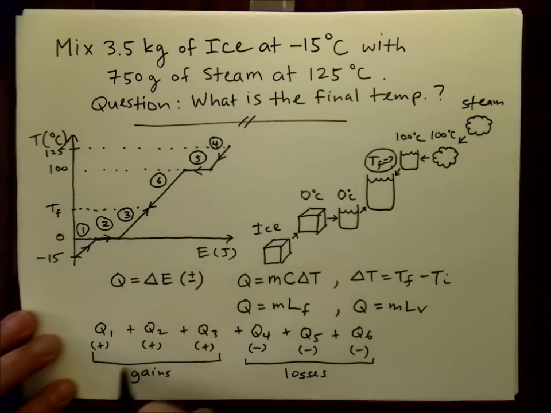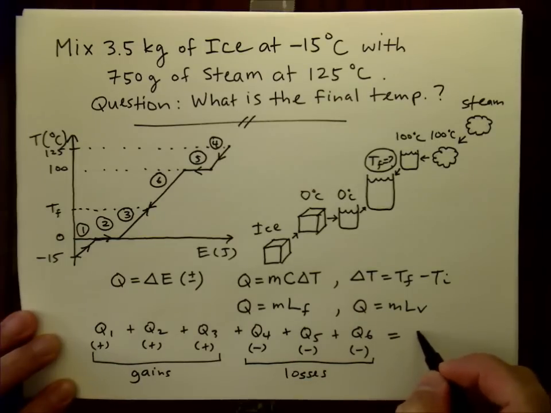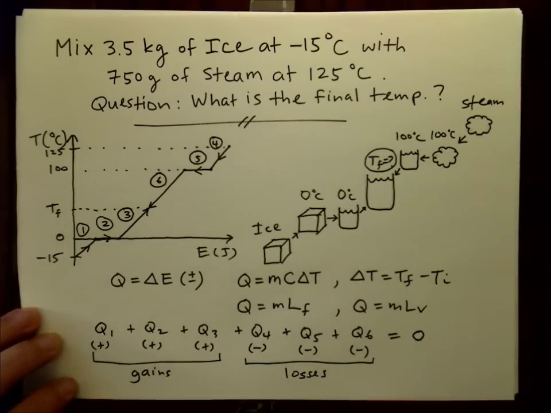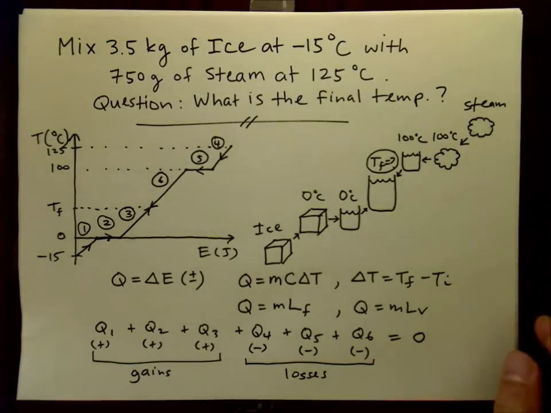If we add up all the gains and add up all the losses, we know that for an isolated system, the sum must be 0. And again, this whole expression here is another form or version of the conservation of energy.